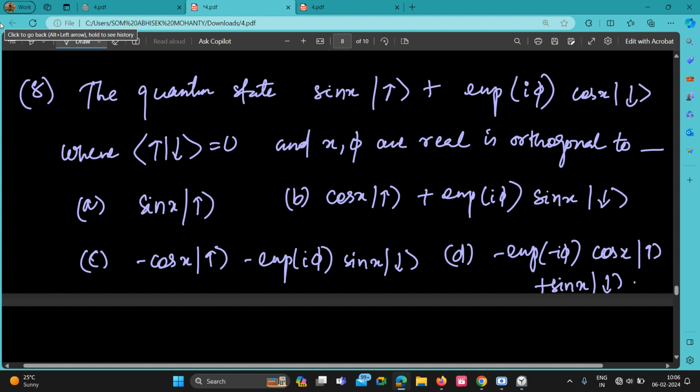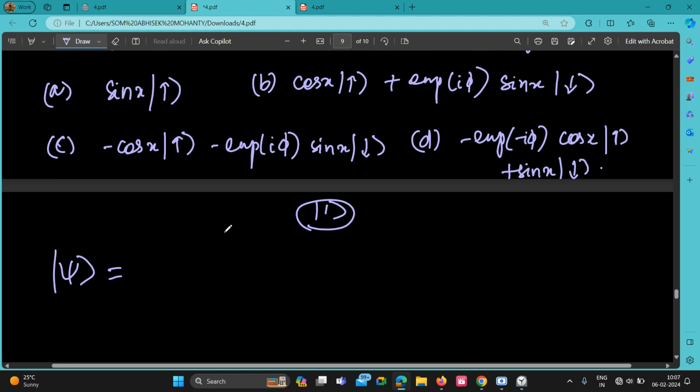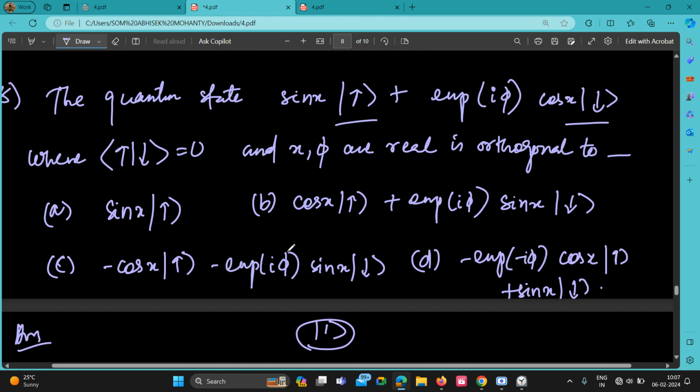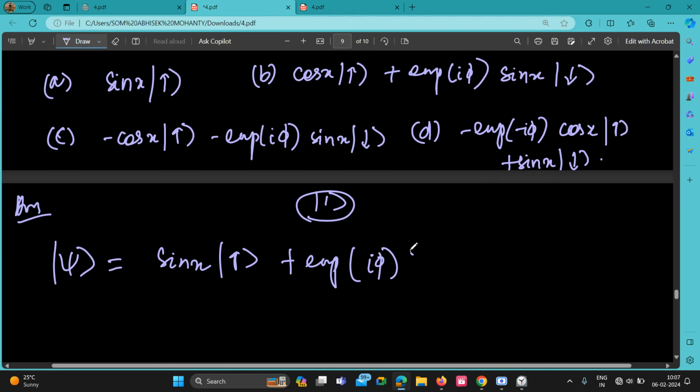The quantum state is sin x up spin plus exponential i phi cos x down spin. Tell me, what is given here? This is a ket vector. It's written like this, right? So the ket psi can be written as sin x up plus exponential i phi cos x down.